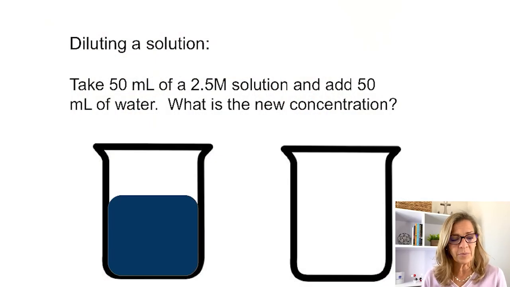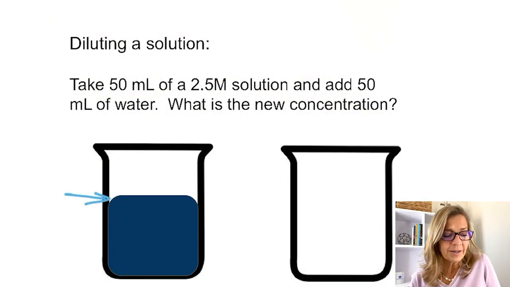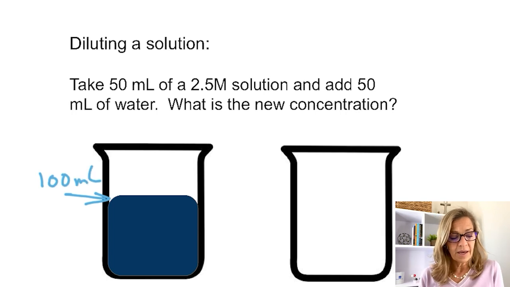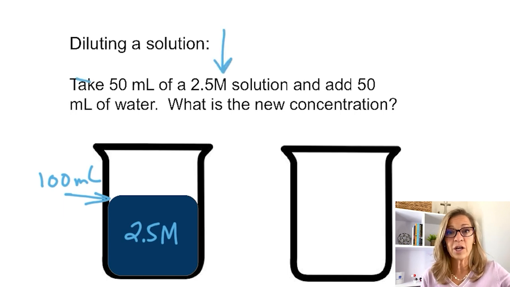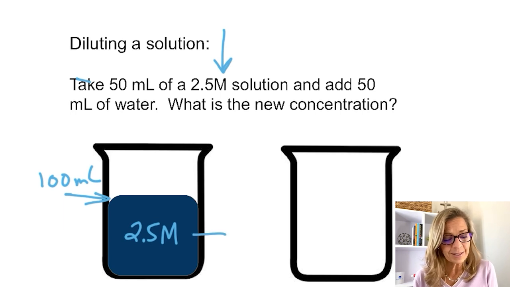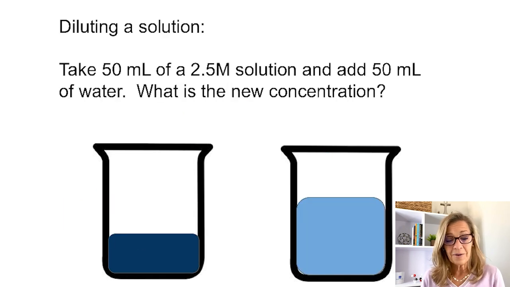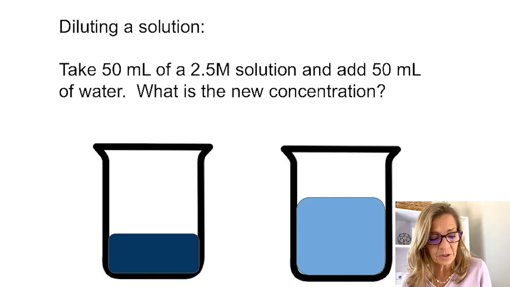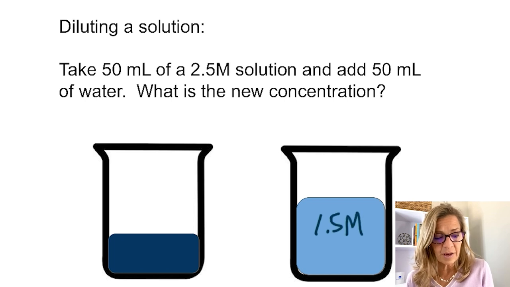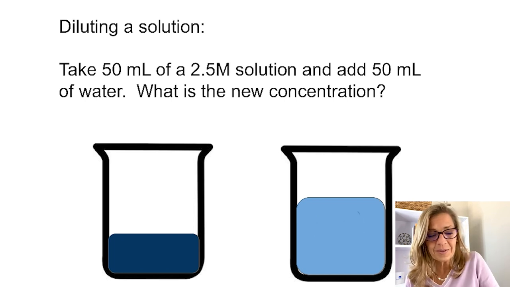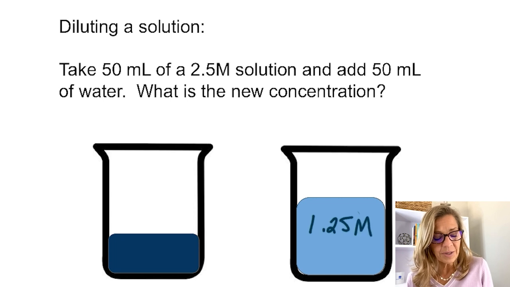So here's an example. Let's say we've got 100 milliliters of a solution, and it's 2.5 molar concentration. Remember, capital M means molarity concentration. And we're going to take out 50 milliliters of this, dump it into the next beaker, and add 50 milliliters of water. What do you think the new concentration is? Well, it's half of that, right? We took half of it out and diluted it with that much water, so our new concentration is 1.25 molar.